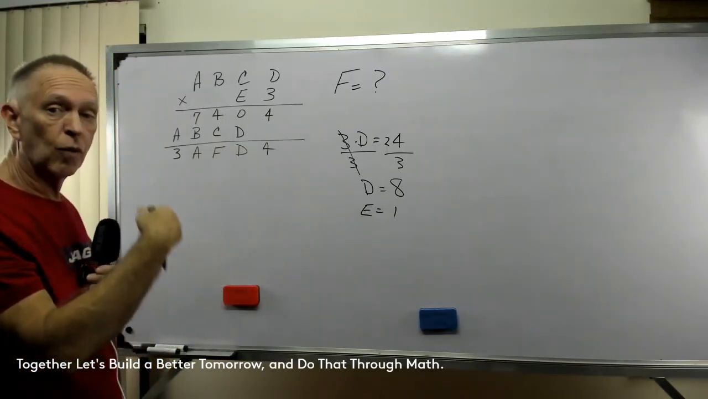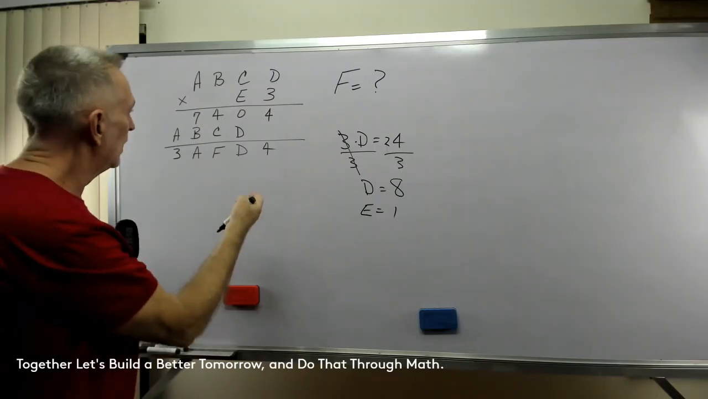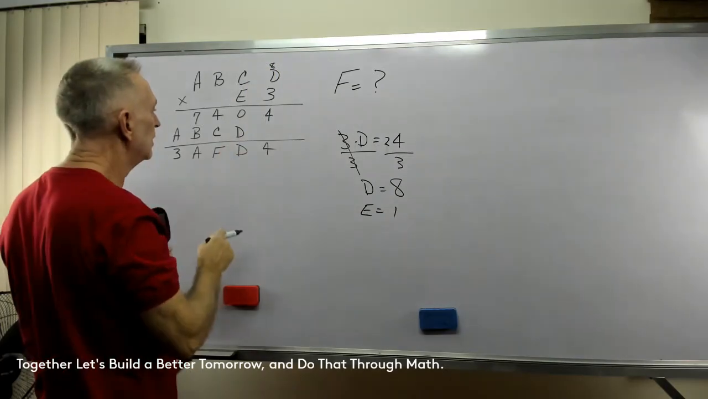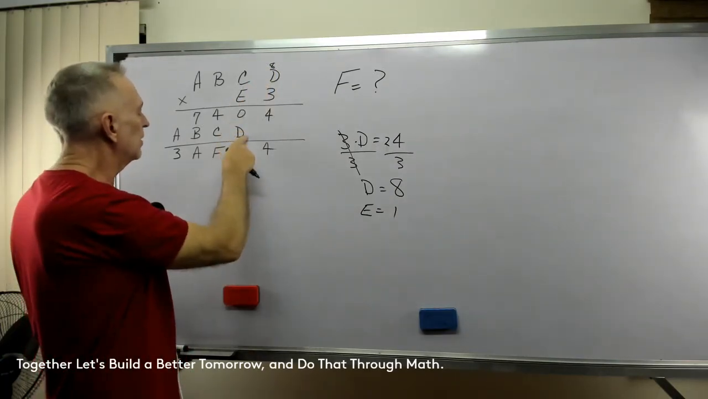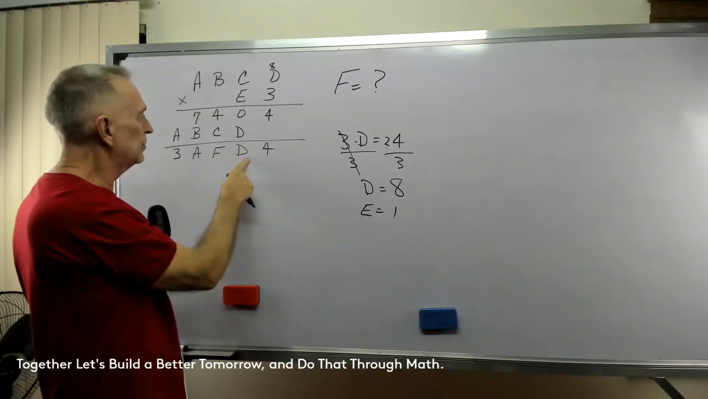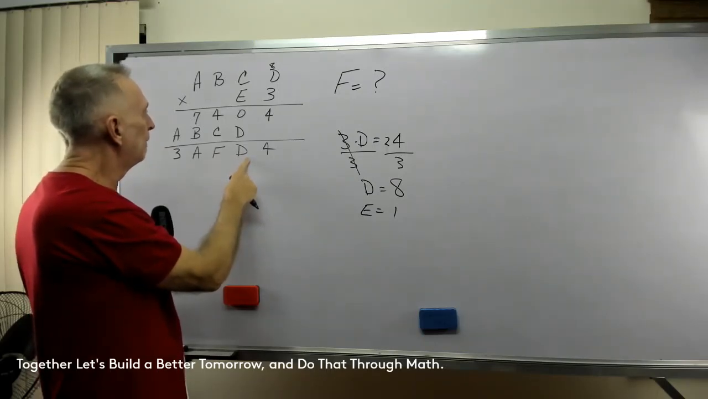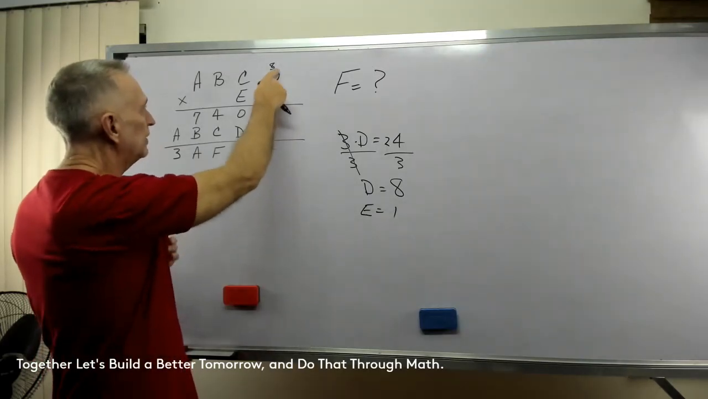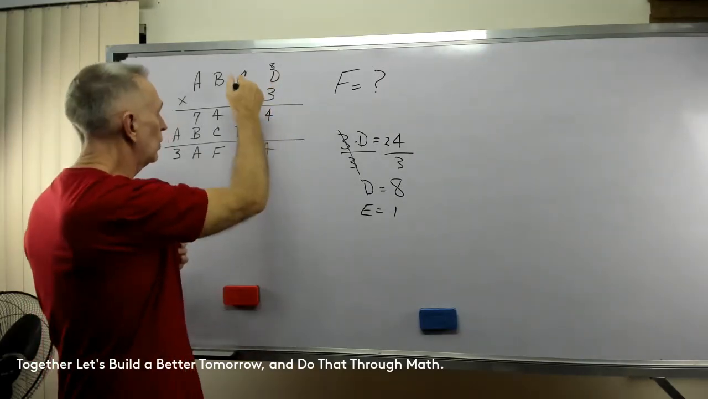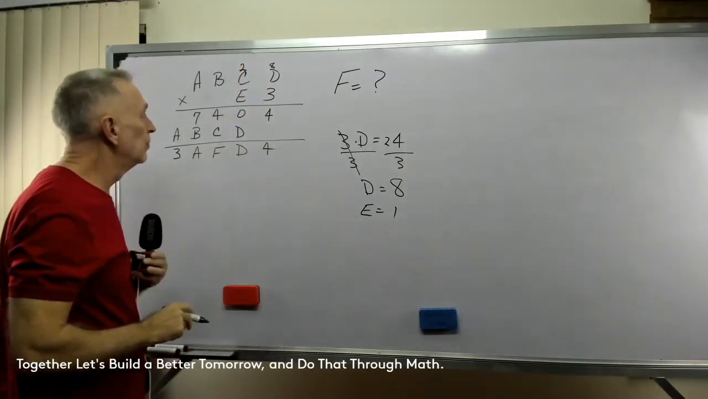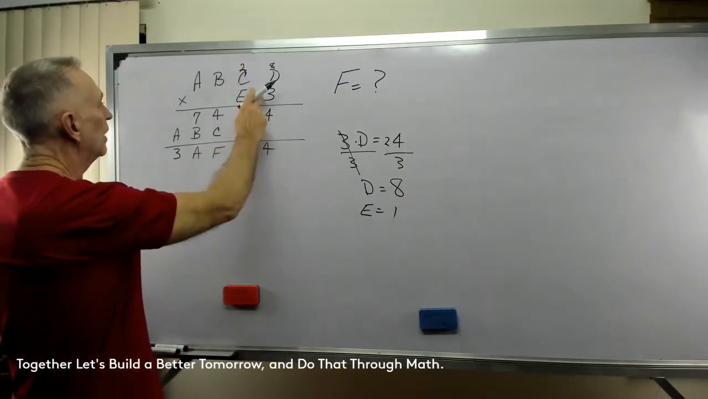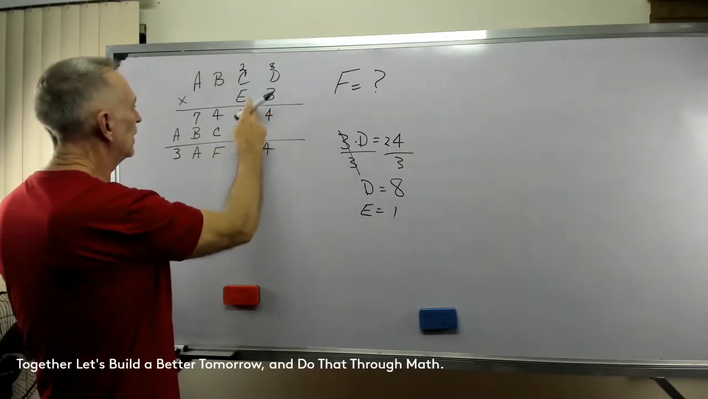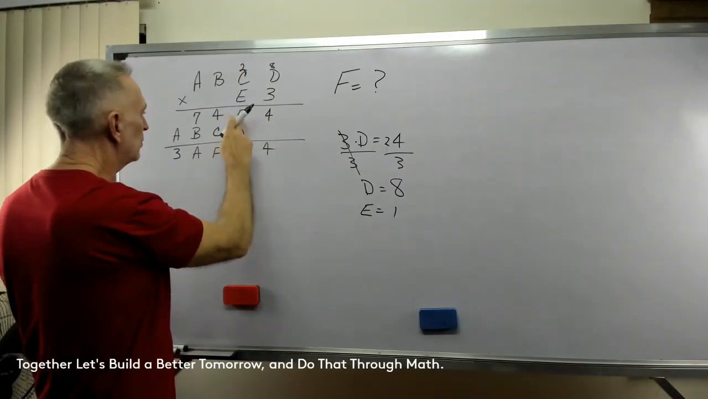So let me just start walking through this thing by letting D equal 8. Because down here I have D plus 0 equals D. So let's see what we can do here. Okay, 3 times 8 is 24. Carry the 2. Now 3 times C plus 2. 3 times C plus 2 equals 0.